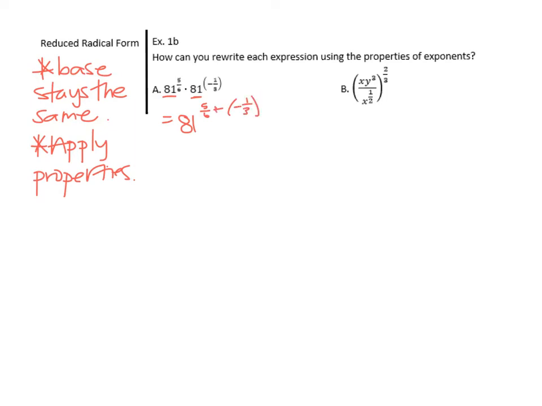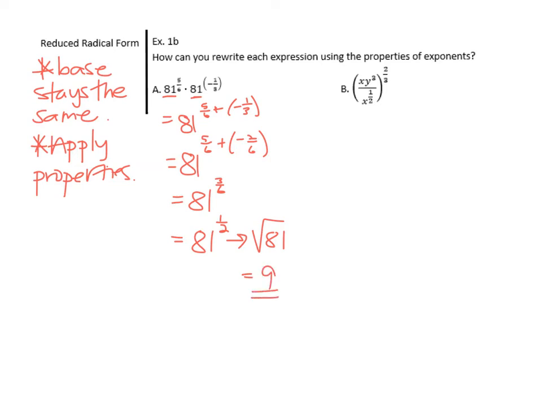In order to simplify that exponent, we need a common denominator. And a common denominator of 6 and 3 would be 6. This would then become 81 to the 5/6 power plus negative 2/6. So then 5 plus negative 2 would be 5 minus 2, which is 3. And 3/6 reduces to 1/2. 1/2 is the same as the square root of 81, and the square root of 81 is 9. And that's what 81 to the 5/6 times 81 to the negative 1/3 would simplify to.